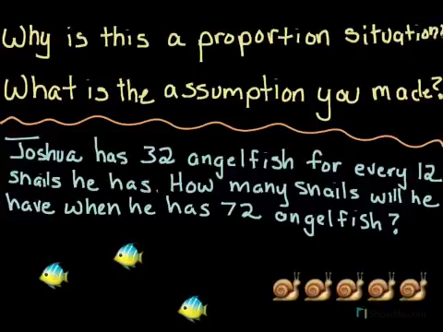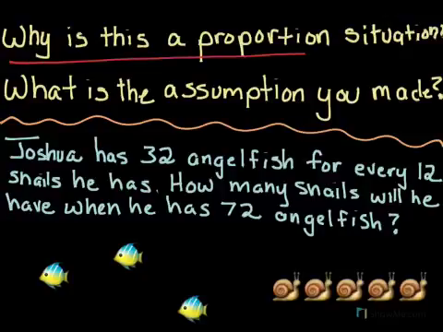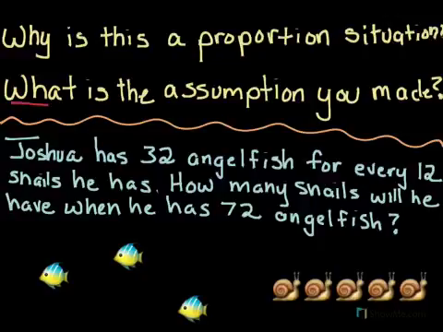We're going to look at an example, and we're going to answer 2 questions. First, why is this a proportion situation? And second, what is the assumption you made? Joshua has 32 angelfish for every 12 snails he has. How many snails will he have when he has 72 angelfish?